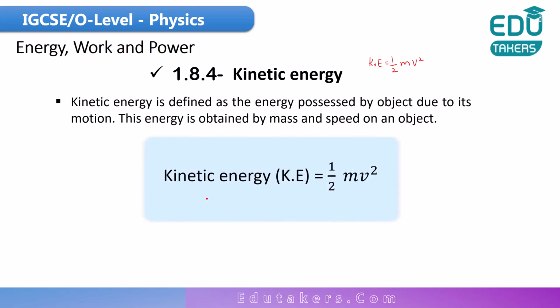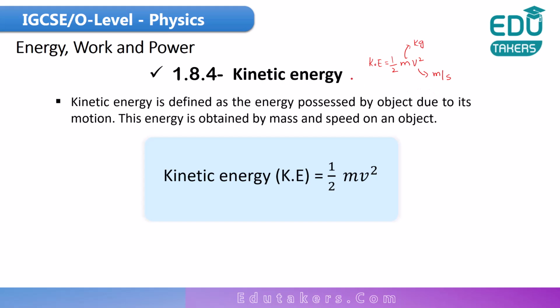Here is the formula. Kinetic energy is represented by K.E. It is equal to 1 over 2 mv square, where m is the mass of the object and v is the speed of the object. You know that mass is measured in kilogram. I write here that the unit of the mass is kilogram and the unit of the speed is meter per second.